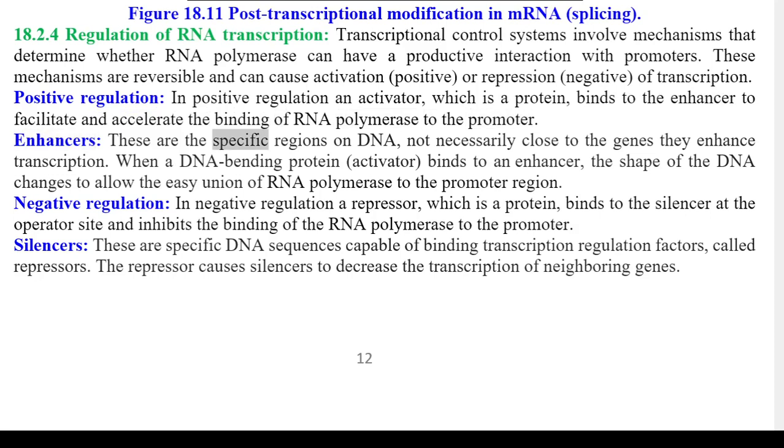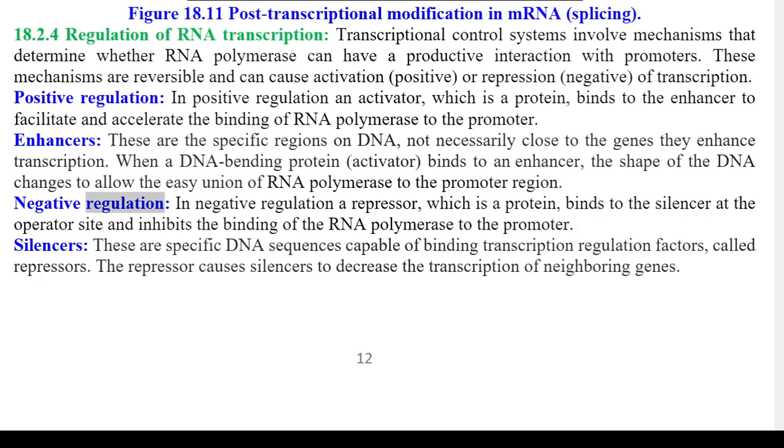Enhancers. These are specific regions on DNA, not necessarily close to the genes they enhance transcription. When a DNA-bending protein, activator, binds to an enhancer, the shape of the DNA changes to allow the easy union of RNA polymerase to the promoter region.